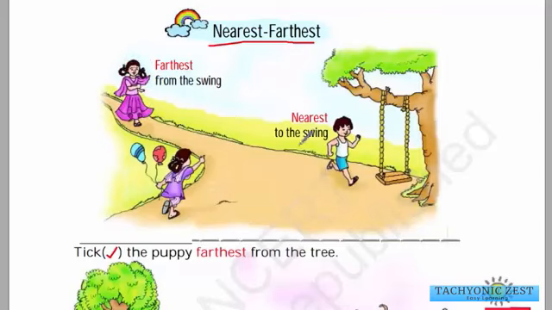What I mean is, this boy will be the nearest to the swing when he will be closest to the swing, and this girl will be the farthest from this swing when this girl will be at the farthest from the swing. So the answer to this question, if there would have been a question that tick the one who is the farthest from this swing, it would be this girl, and this boy would be the nearest. We'll try to solve a question.